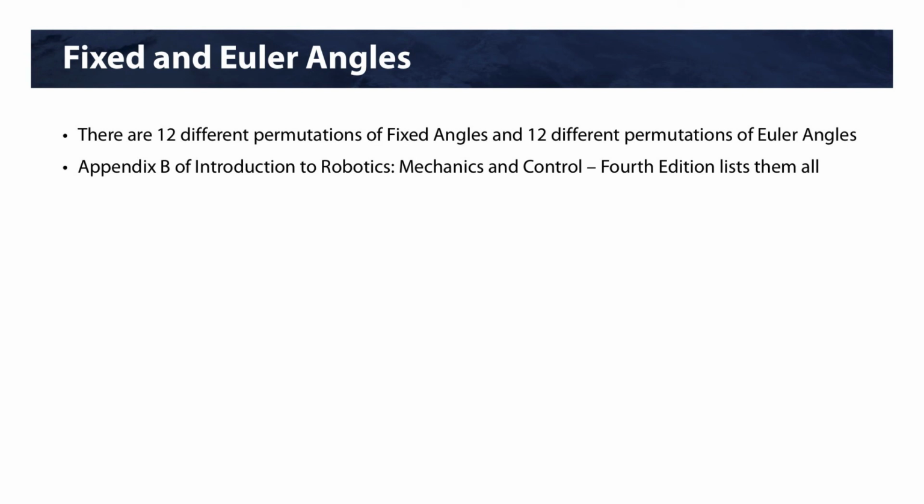For fixed and Euler angles, there are actually 12 different permutations of fixed angles and 12 different permutations of Euler angles. Appendix B of Introduction to Robotics: Mechanics and Control, 4th edition, lists them all if you want to see them. So you can check out that reference.